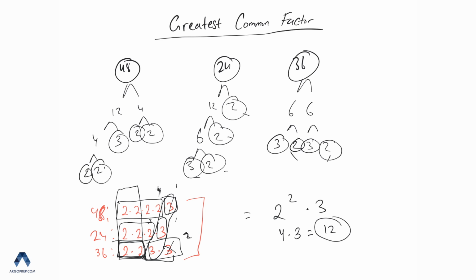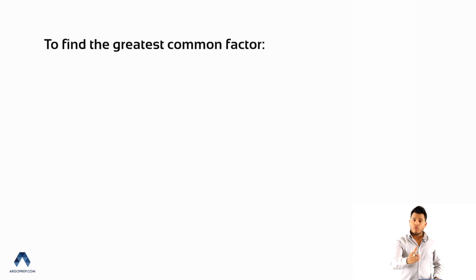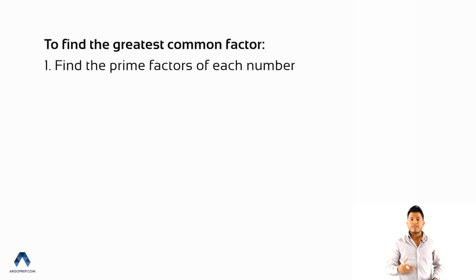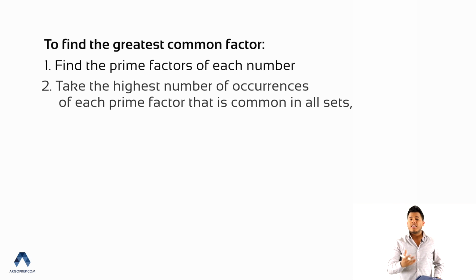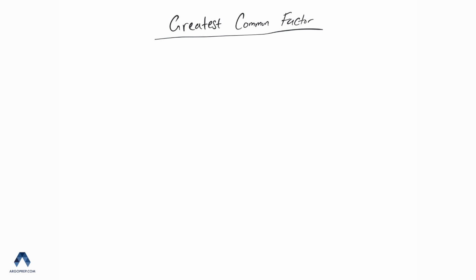Let's take a look at a few more examples so I know that you understand this entire process. Okay, before we move on to the next example, very quickly, I'm going to write down the rules for you. Please write this down. To find the greatest common factor, number 1, find the prime factors of each number. Number 2, take the highest number of occurrences of prime numbers that are common in all sets. And number 3, multiply all the prime numbers that are common to find your greatest common factor.